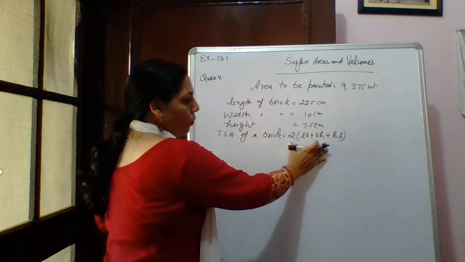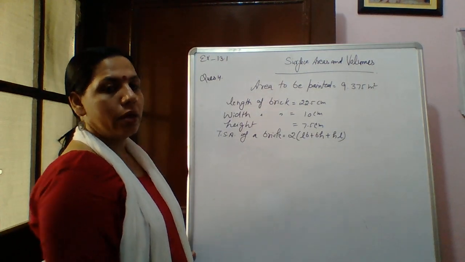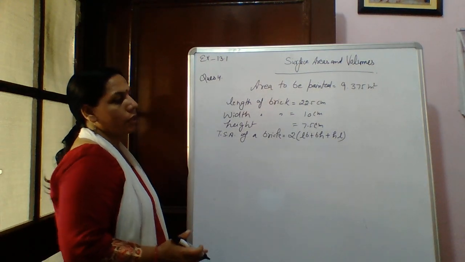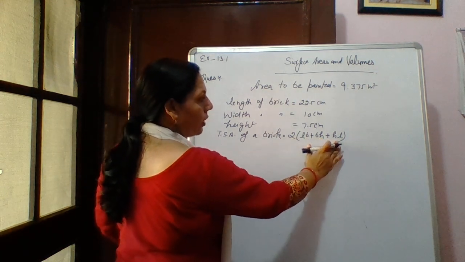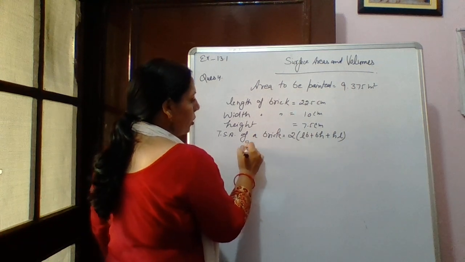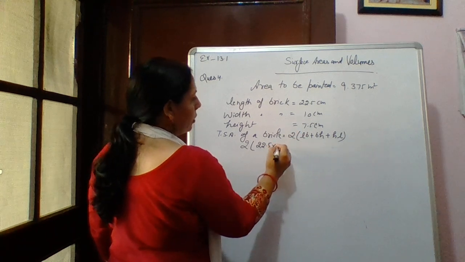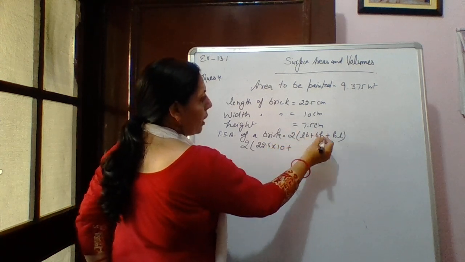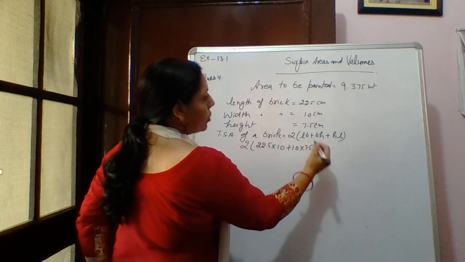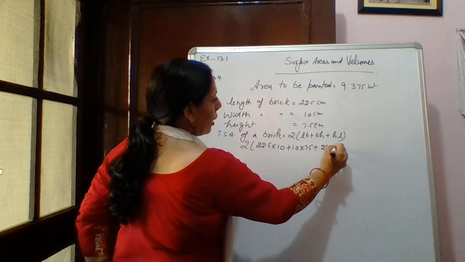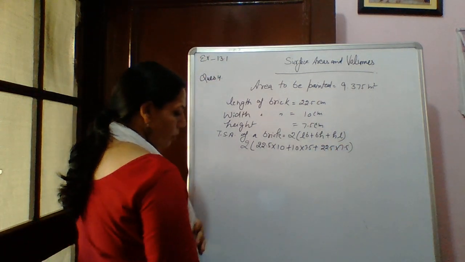So you will learn this formula, that is the formula for getting the total surface area of a brick, or you can say total surface area of a cuboid. 2 into LB plus BH plus HL. Put कीजिए अपनी values इधर. 2 into 22.5 multiply with 10 plus BH 10 multiply with 7.5 plus HL 22.5 into 7.5. Now we will solve all these multiply.